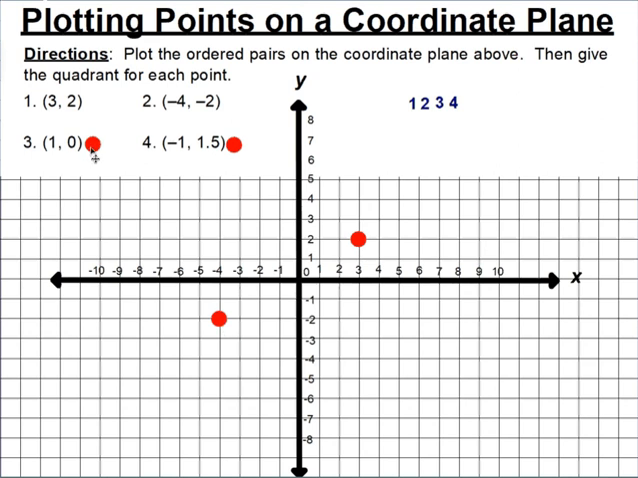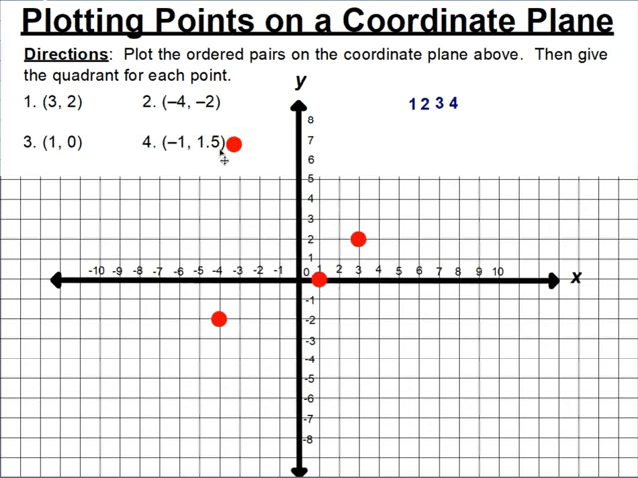Now let's try number 3. If I start at the origin and look at the x-coordinate, the value is 1. So I'm going to move to the right to where 1 is on the x-axis. The y-coordinate, though, is 0. What that means is I don't have to move up or down because 0 on the y-axis is right here, and I'm already at that location up and down vertically, so I'm just going to stay where I am. So 1, 0 is just moving over to the right 1, but not moving up or down at all.